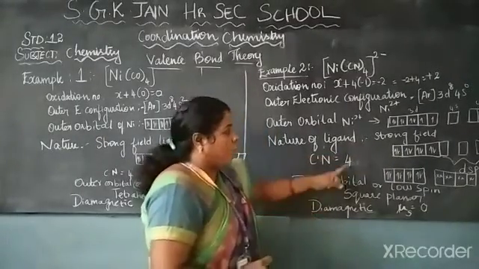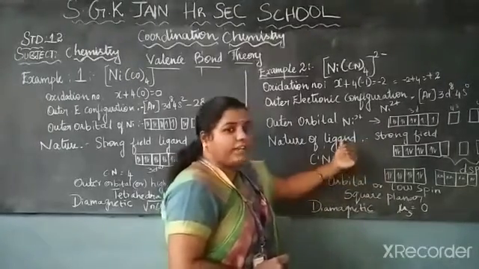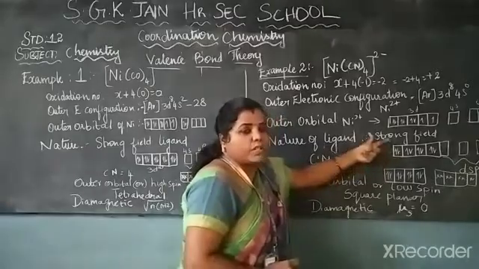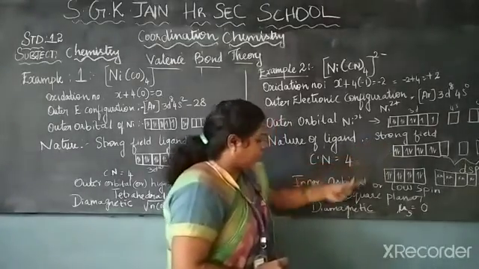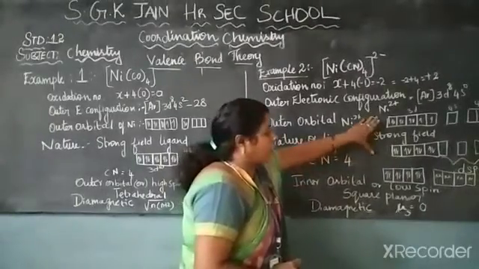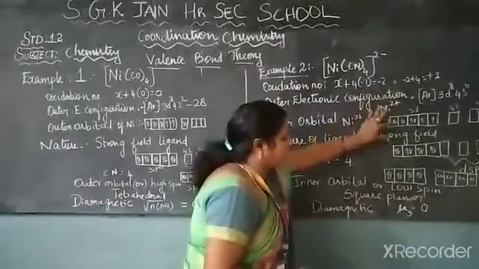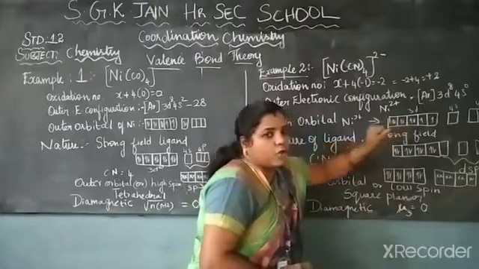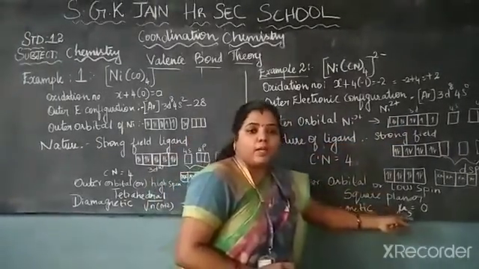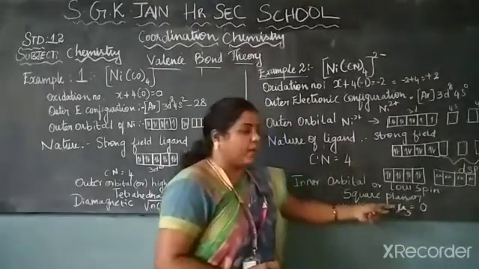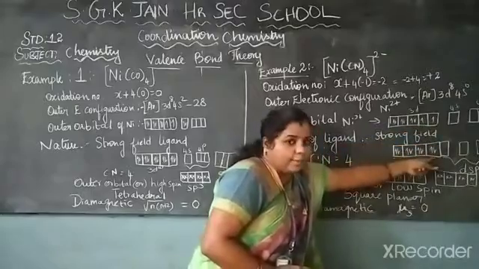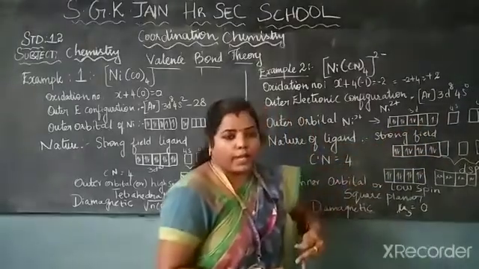Is it all clear? What is the difference between strong field and weak field? If it is strong field, the electrons will be paired up, so there is no possibility of unpaired electrons and it becomes diamagnetic. But if it is weak field, there is no pairing, the unpaired electrons remain, so it becomes paramagnetic and the magnetic moment shows some value. Here it is a strong field, so the unpaired electrons are paired up and one orbital is vacant.